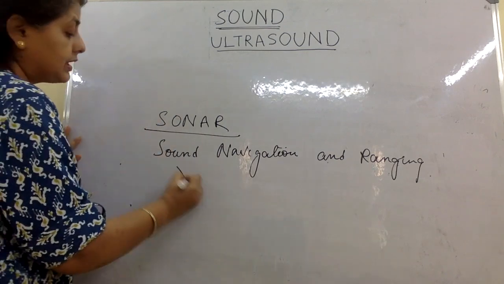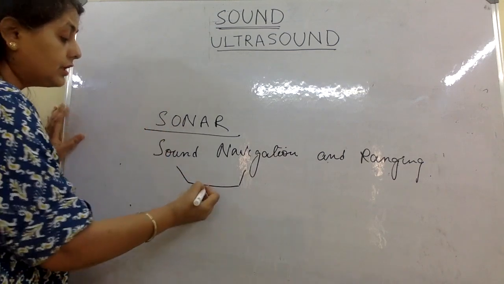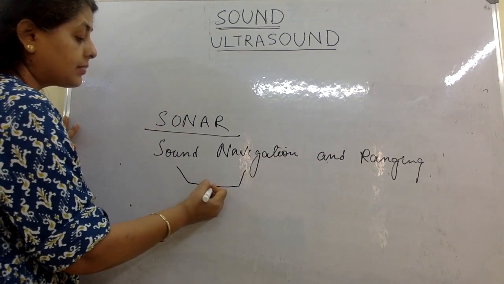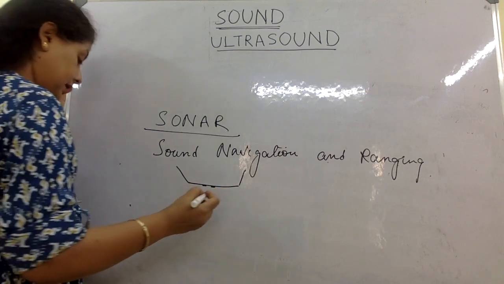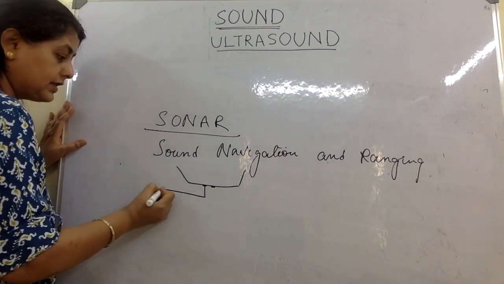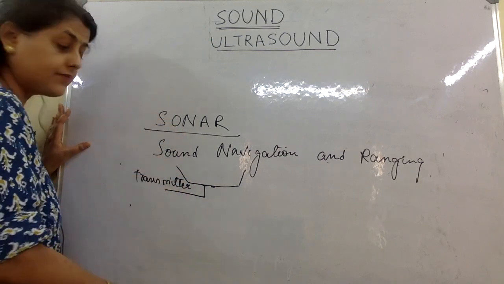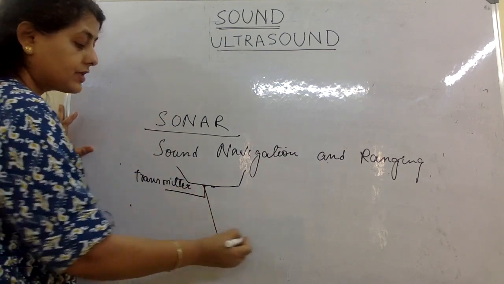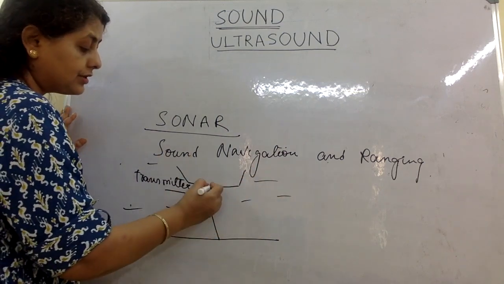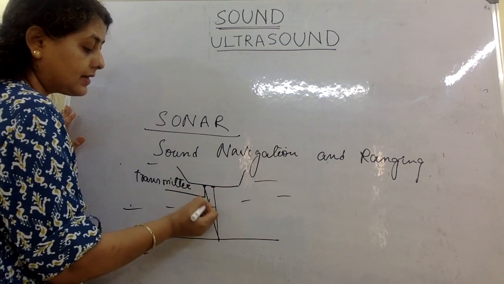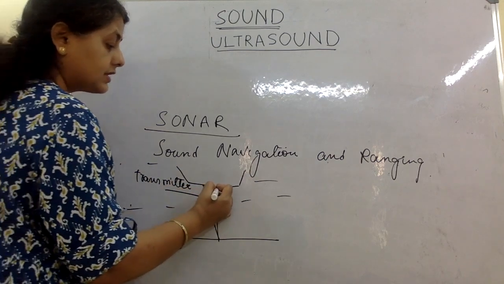Now where is it used? It is used for many purposes by ships. At the base of the ship there is one transmitter and one detector. The transmitter sends ultrasonic waves to the bottom of the ocean. The waves get reflected back and are picked up by the detector.